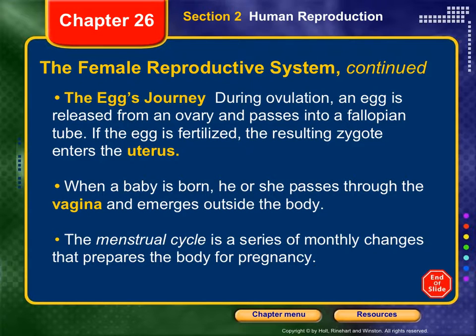If the egg is fertilized, the resulting zygote travels to the uterus. Sometimes there's a problem where the zygote doesn't travel to the uterus and it stays in the fallopian tube, and that's called an ectopic pregnancy. That is not good, it causes issues. I think there's probably some kind of procedure to fix that. Is that painful? Probably. When the baby is born, the baby passes through the vagina or the birth canal. And we talked about how the menstrual cycle is a series of monthly changes that prepares the female body for pregnancy.